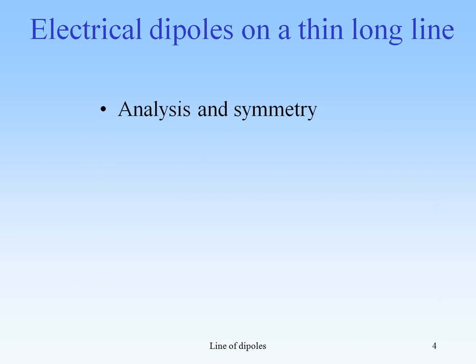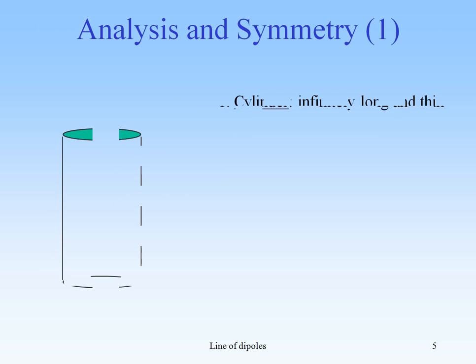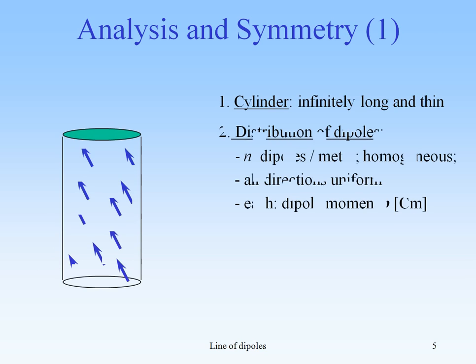First we have to perform analysis to investigate the situation and the symmetry. Then find an approach to the solution, do the calculations and draw some conclusions. We have a cylinder, infinitely long and thin. And there is a distribution of dipoles, n dipoles per meter, homogeneously, all directions are uniform, and each dipole moment is P.